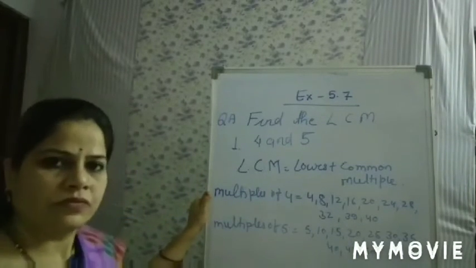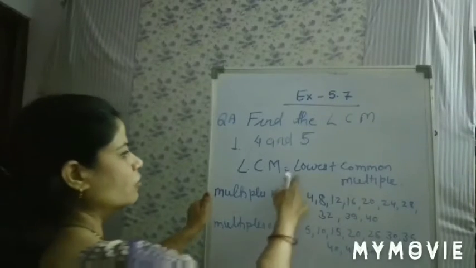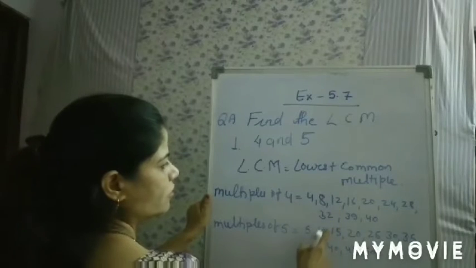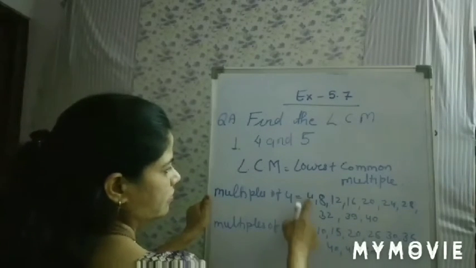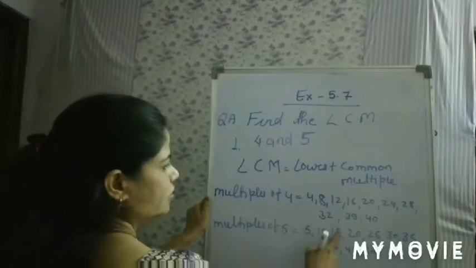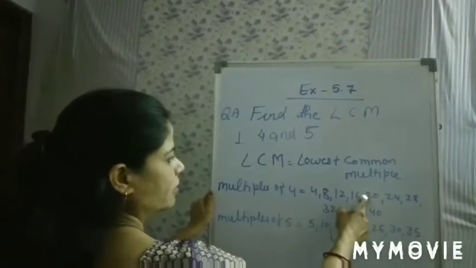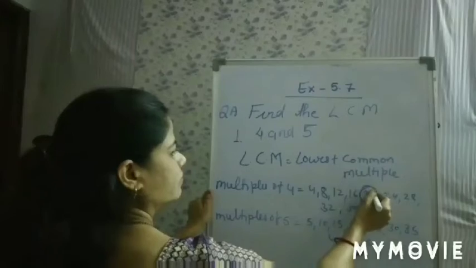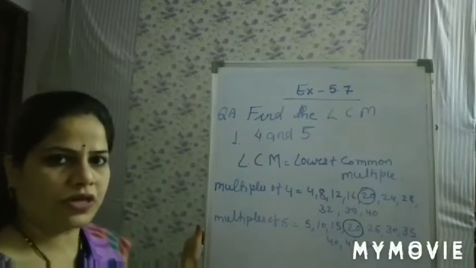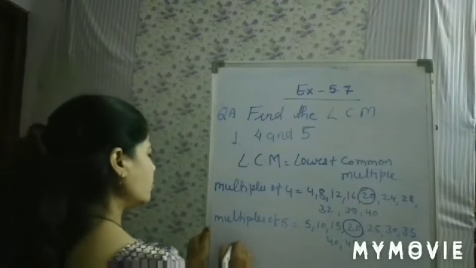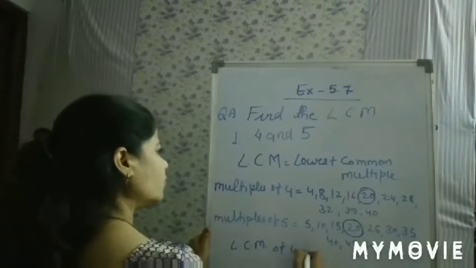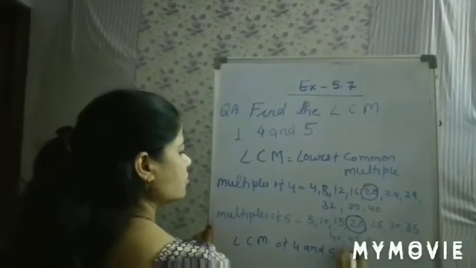Now you have to find the lowest common multiple. See what is the lowest common multiple here? 4 is not common, 8 is not common, 12 is not common, 16 is not common, 20 is common. And this is the multiple which is lowest common. So the lowest common multiple of 4 and 5 is 20.